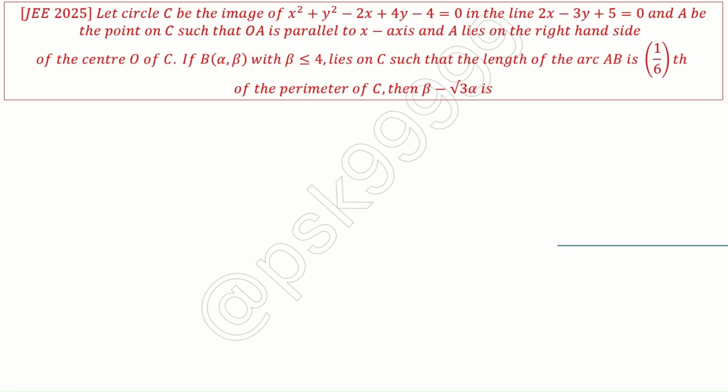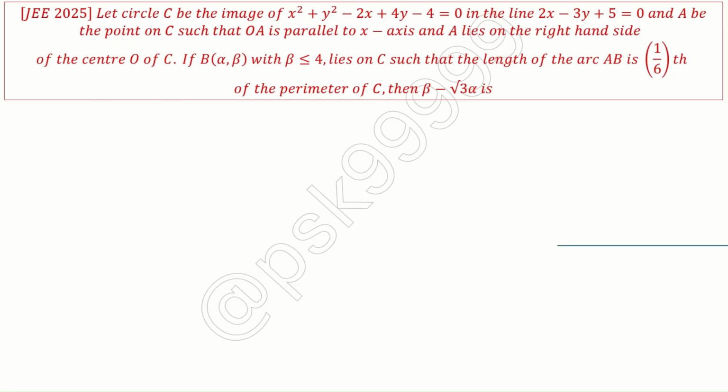If B, which is (alpha, beta), where beta is less than or equal to 4, lies on the circle C such that the length of the arc AB is 1/6 of the perimeter of C, then what is beta minus square root of 3 alpha? Okay, the question is really big. First thing is you should draw the right diagram.